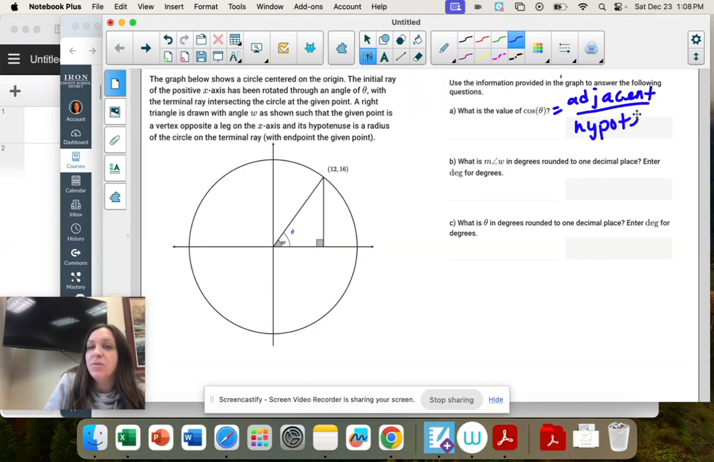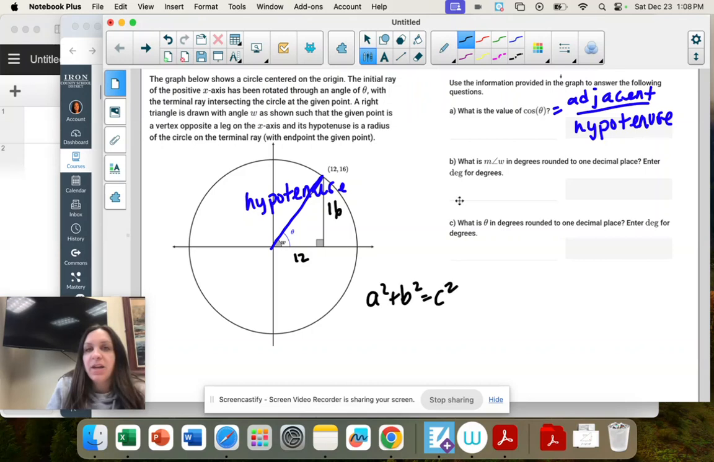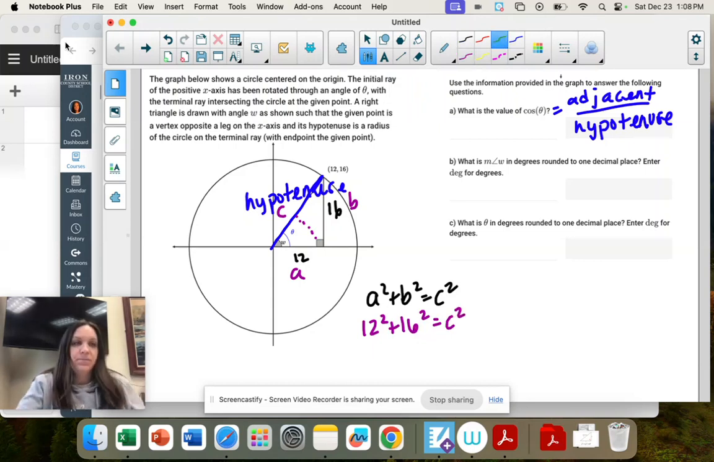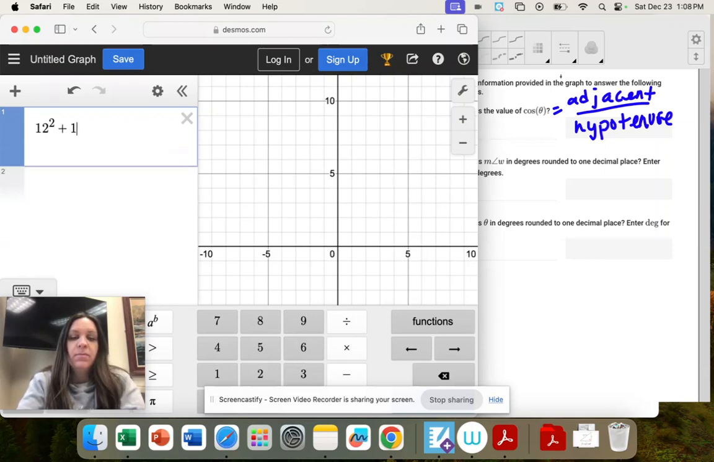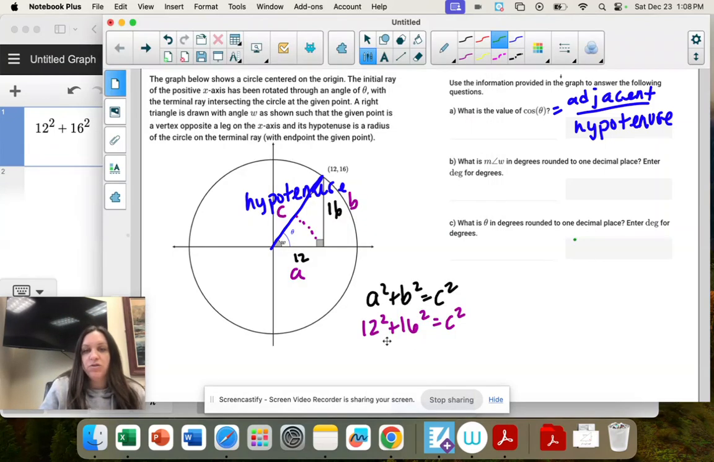So same process, we need to start by finding the radius length, or it's also the hypotenuse. So we're going to use the Pythagorean theorem again and label our sides. We're going over 12 up 16. So if we're solving with Pythagorean theorem, our side lengths that make up that right angle are the A and B. Across from the right angle is the hypotenuse. So 12 squared plus 16 squared equals C squared. It's 400.